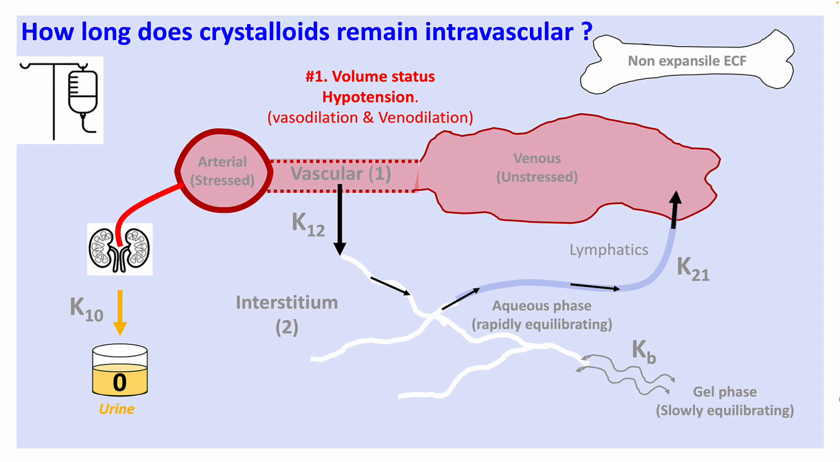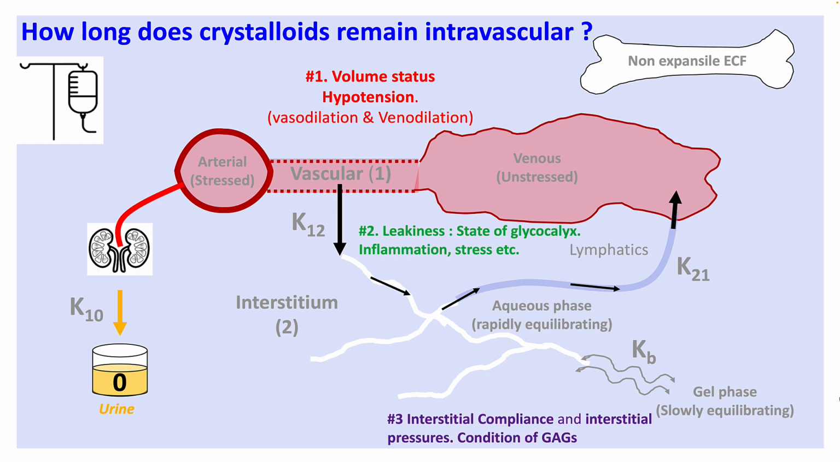First is your volume status and hypotension, and that depends upon the degree of vasodilation and venodilation. It also depends upon the leakiness of capillaries, which depends upon the state of the glycocalyx, inflammation, stress, etc. It also depends upon the interstitial compliance and interstitial pressures, which depend upon the condition of your glycosaminoglycans. Lymphatic function and the amount of volume that is infused are also important in determining the half-life of fluids. Lastly, the amount of urine output.